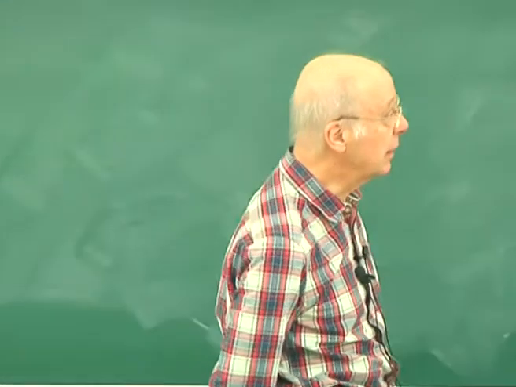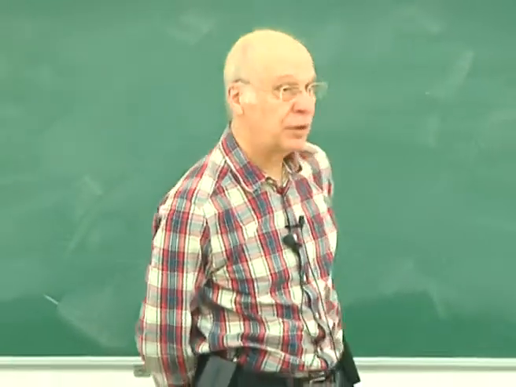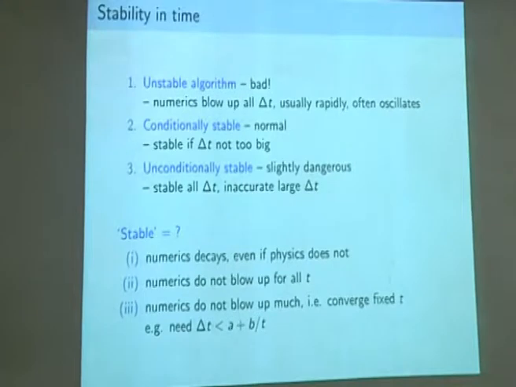Right, stability. There are various degrees of instability. It can be an algorithm which is totally unstable, and that is obviously not going to work. Typically, if you make the time steps smaller, they blow up even faster, a bad scheme, and it tends to oscillate between plus and minus large numbers. There are conditionally stable schemes, which means as long as delta t isn't too big, it works. And that's the normal case.